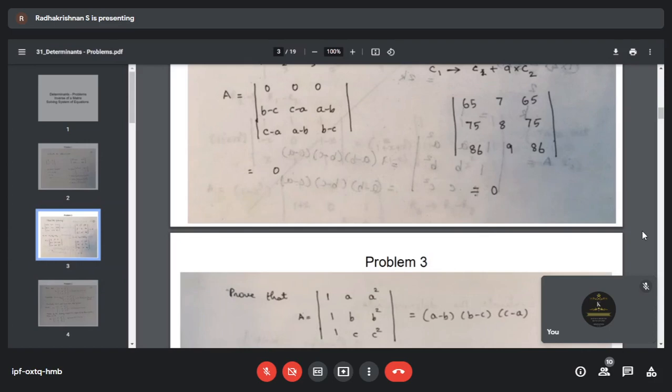Sir, the first row and second row will be identical. Correct. First row and second row identical. So when you put A equal to B, the determinant evaluates to 0. So therefore A minus B is a factor. Similarly, put B equal to C and C equal to A. In all the three cases, it is going to become 0. So we can easily prove that A minus B, B minus C, and C minus A are factors.